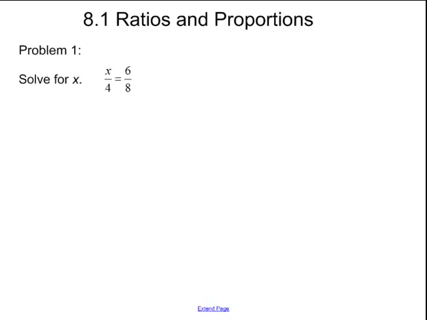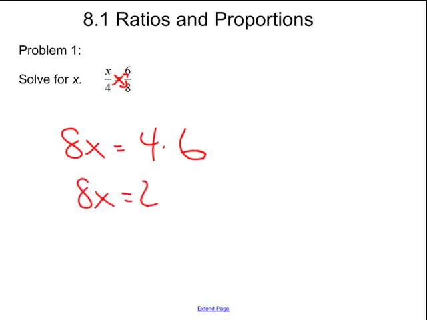Okay, the cross product property says I can multiply across these two. So 8 times x must be equal to 4 times 6. 8x therefore must be equal to 24. Dividing through by 8, x must be equal to 3. And so I get 3/4 is equal to 6/8. X is equal to 3.